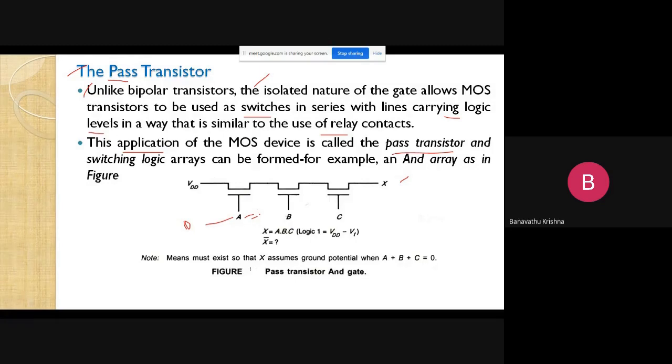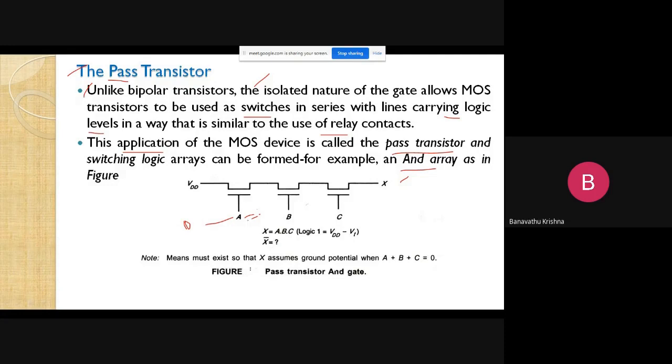How is it an AND array? Because here x equal to a dot b dot c. A dot b dot c is nothing but the product operation. The product operation means it is an AND array. The AND gate performs the product operation. That's why a dot b dot c is nothing but the AND operation, AND array, right?